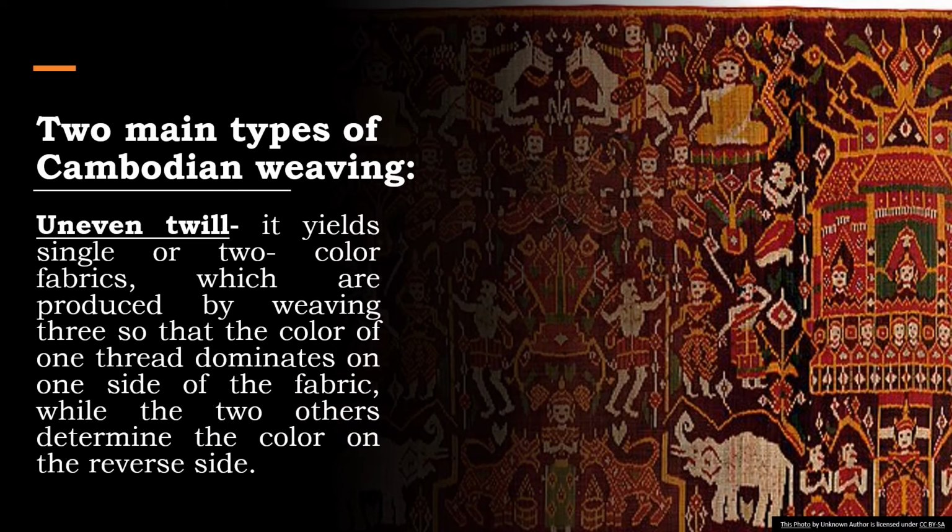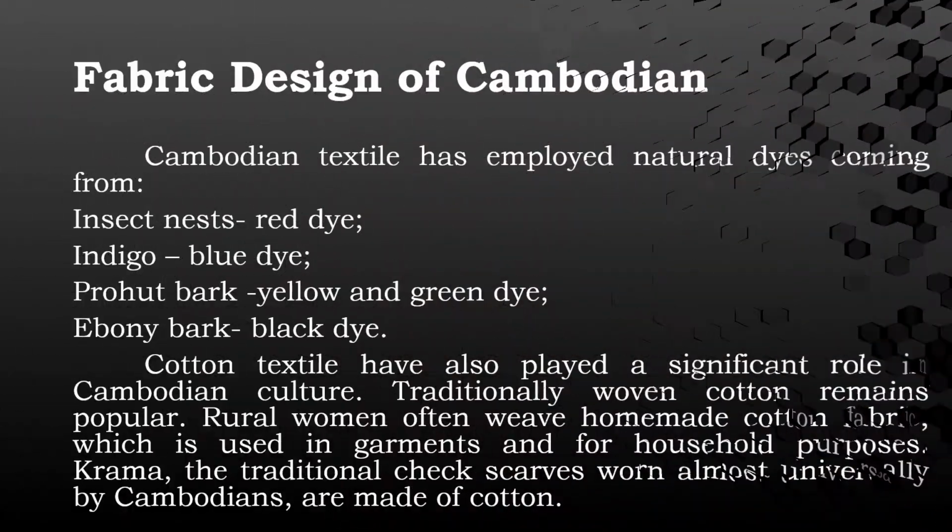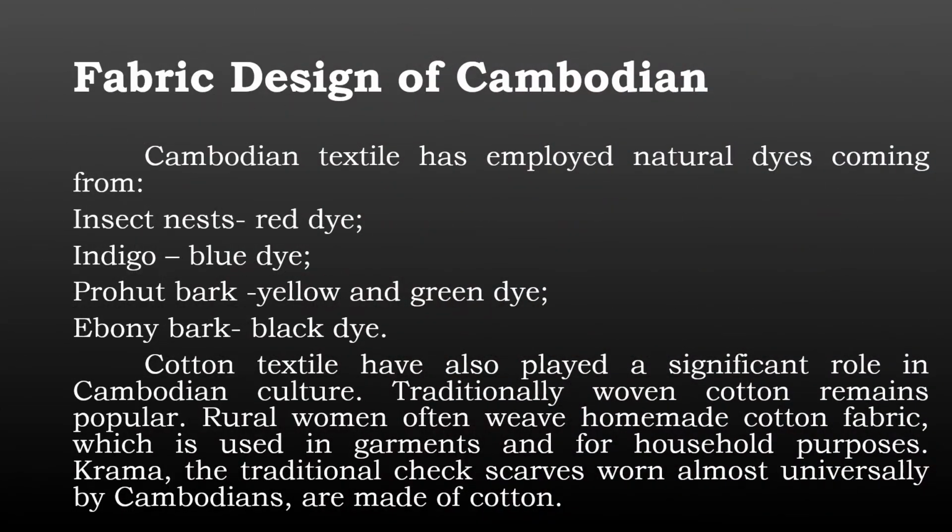The second is even twill. It yields single or two colors, which are produced by weaving three threads so that the color of one thread dominates on one side of the fabric, while the two others determine the color on the reverse side. Cambodian textiles employed natural dyes coming from the following: insect nest for the red dye, indigo for blue dye, prohut bark for yellow and green dye, and ebony bark for black dye.